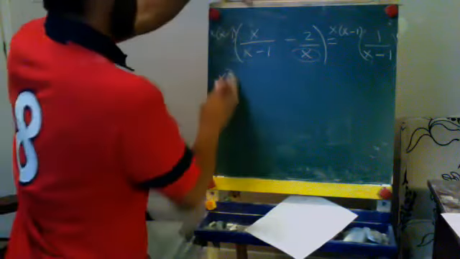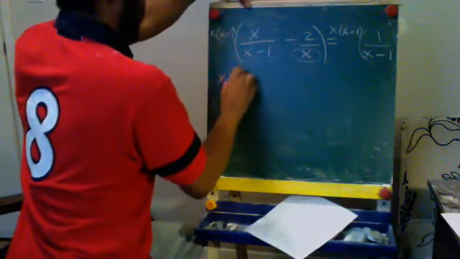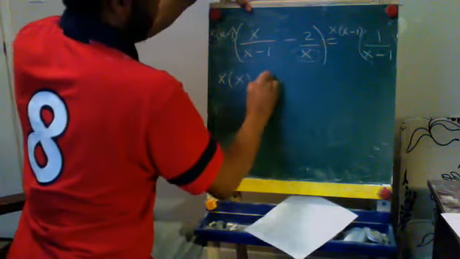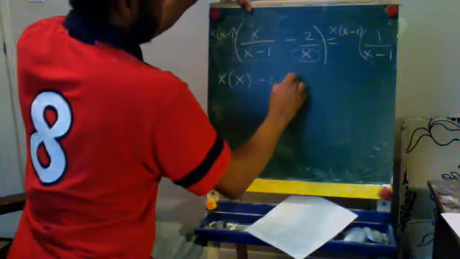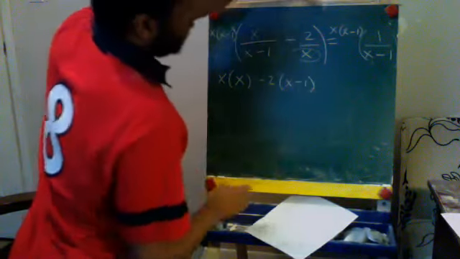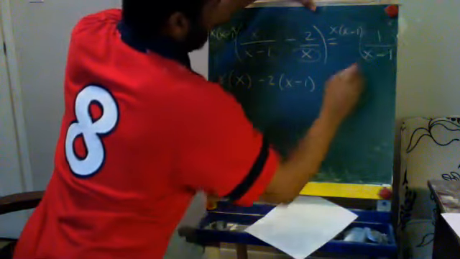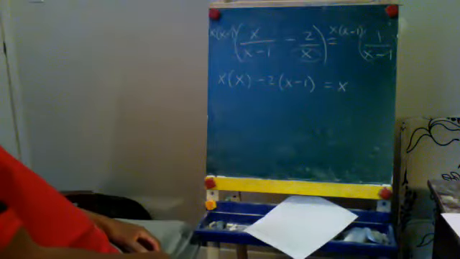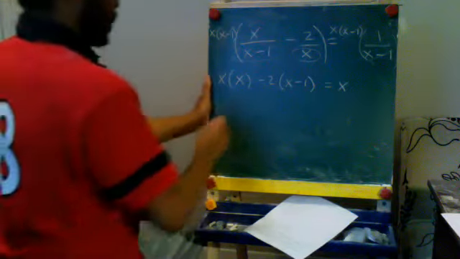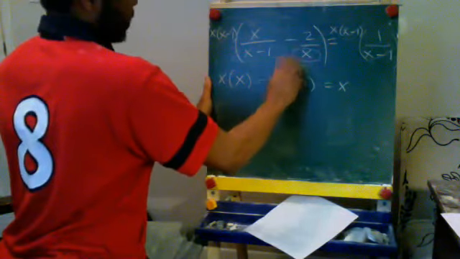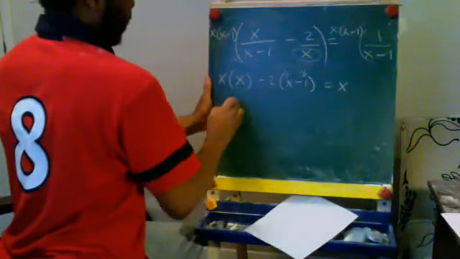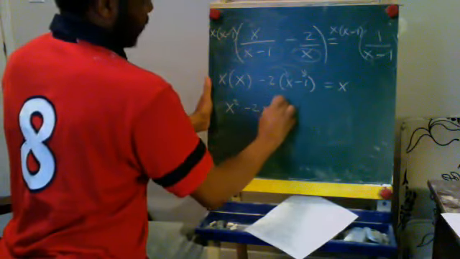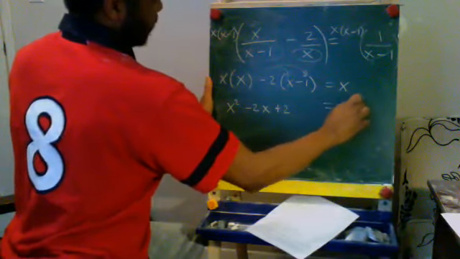And now in the second part, my x dies. I'm just going to have minus 2 times x minus 1. And over on the right, this dies. I'm just going to have equal to x. Okay, and so I'm going to do this whole expansion. And I'm going to get x squared minus 2x plus 2 is equal to x.